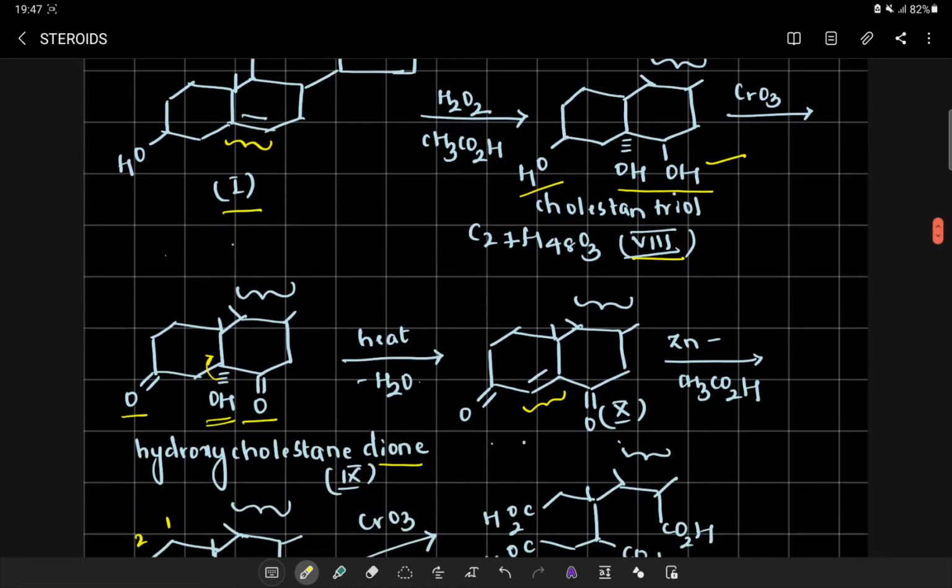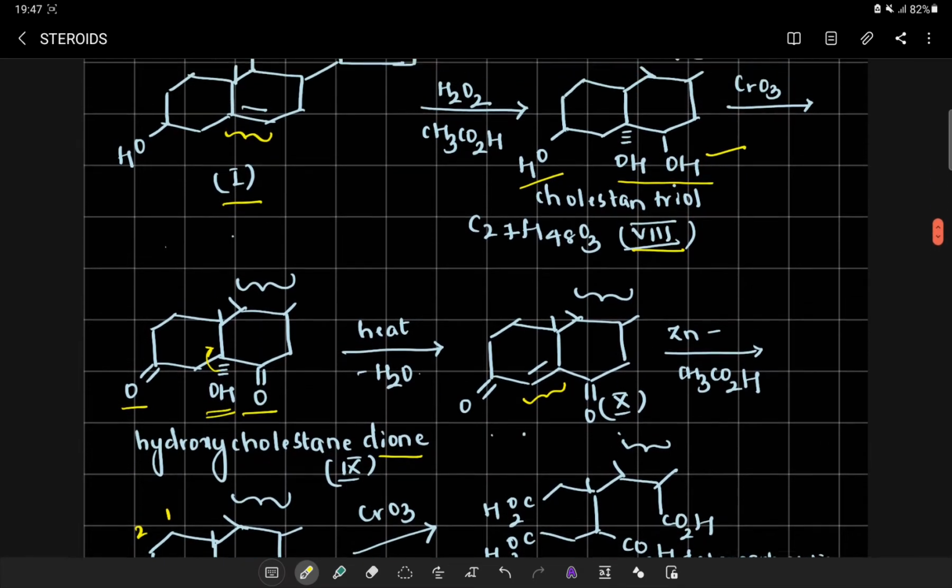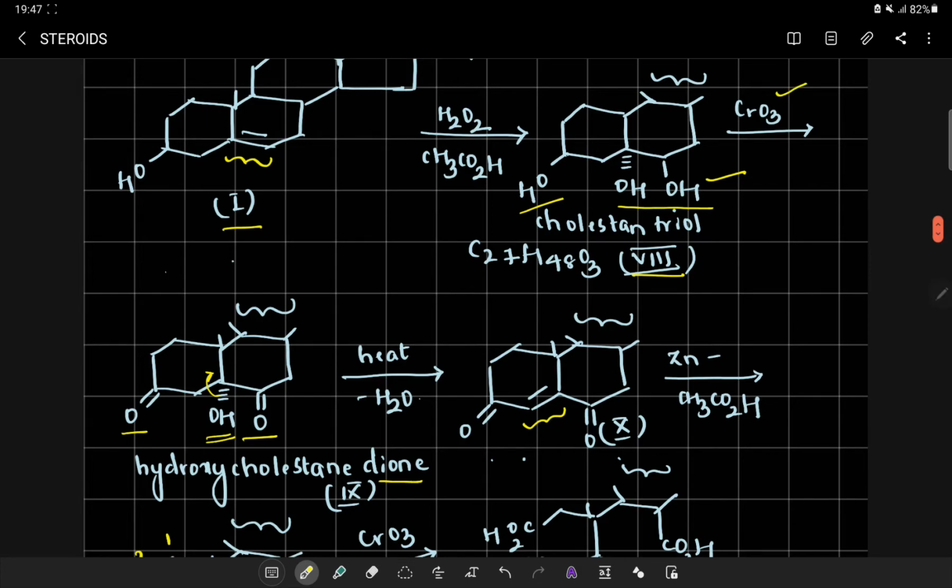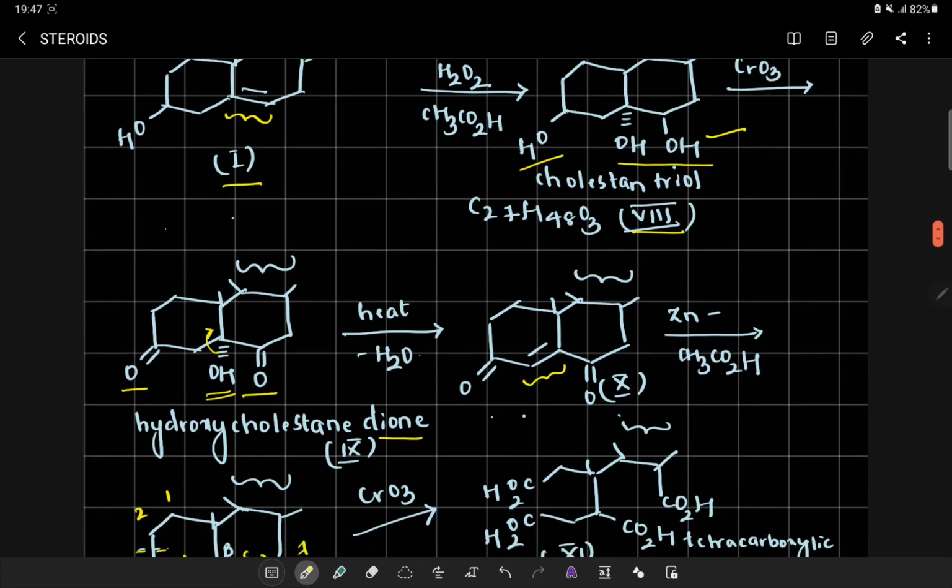Next, cholesterol triol on oxidation with CrO3 is going to give me hydroxycholesterol. In the previous compound, we saw there is a presence of 3 OH groups. But in the final compound, we can observe that only 2 OH groups are going to give me carbonyl carbon. This tells me that 2 OH groups are secondary in nature and 1 OH is tertiary in nature. That is, this particular OH is tertiary in nature. Hence, it does not undergo any kind of oxidation.